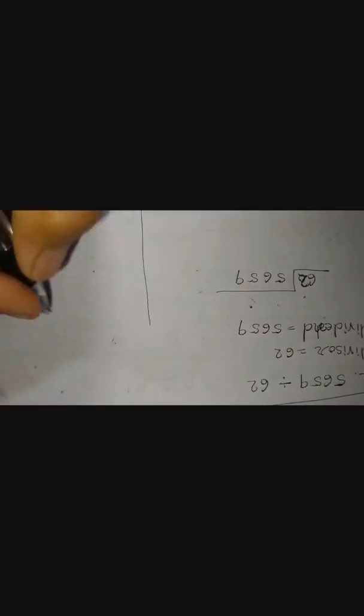So here we have to do some rough work. 62 is the divisor, so first of all we have to find the nearest 10. Here it is 60, so we multiply 16: 16 ones are 16, 16 twos are 120, 16 threes are.